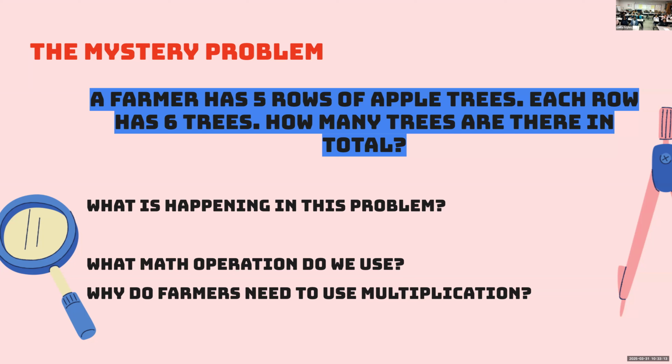If you think about who your problem is about, who is it about? The farmer, and the farmer has what? 5 rows of, take the numbers out, he has some apple trees, right? All right, somebody do our second read, Jador.